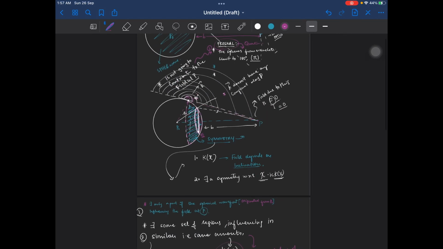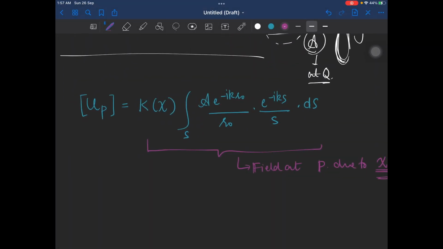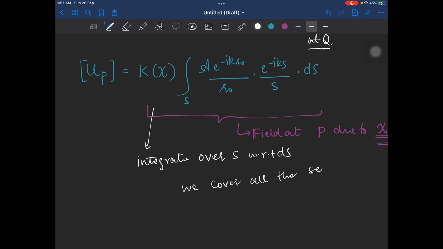Now you integrate over dS. You get it. Integrate over S with respect to dS. We cover all the secondary wavelets influencing the field at P. Fancy F1.